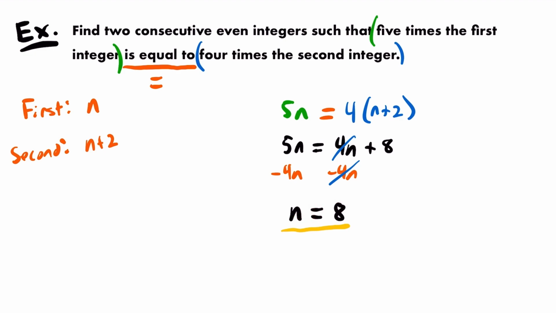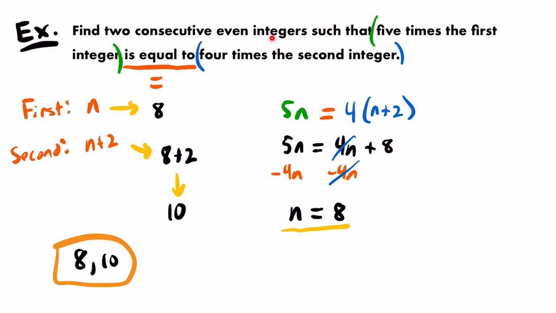But we're not quite done yet, because while 8 would be the first consecutive even integer, we still have to find the second one. All right, we found that n is 8, but then n plus 2, that would be equal to 8 plus 2, because we just found that n is equal to 8. And 8 plus 2 is 10, so that becomes 10, which means that the two consecutive even integers that we wanted to find here are 8 and 10. Okay, so I'll just write those in a row here. 8 and 10 are the two consecutive even integers such that 5 times the first is equal to 4 times the second. And if you wanted to, you could check that. Remember that 8 is the first integer and 10 is the second.